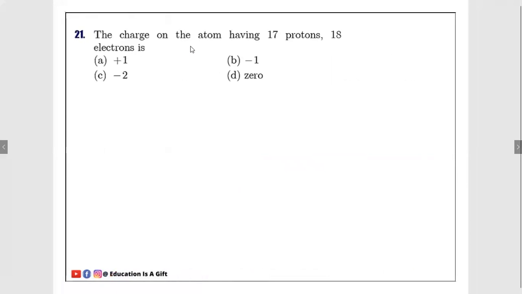21. The charge on the atom having 17 proton, 18 electron is. Some atom, we don't know, let us take electron, proton, of course it will have neutron, anyhow it is neutral charge, leave it. What is electron count? They are saying it is 18. What is proton count? It is 17. What is the charge? They are asking simply. Electron charge is negative, proton charge is positive, so minus 18, plus 17, is equal to minus 1. So answer is B, minus 1.